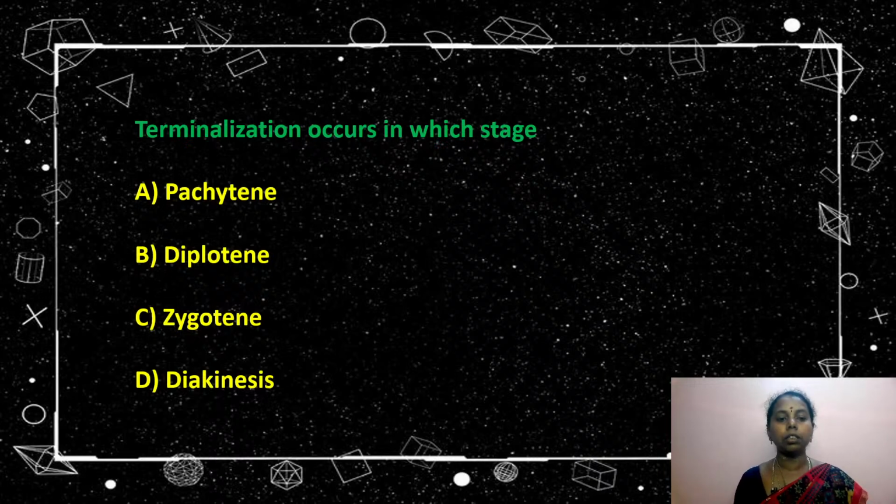Now, next question. Yes, Sivashi, Jeevan, Priya Madhavi, Vaishnavi, Tarunika, Lakshita, and Vivek. Yes, excellent answer by you all. You are all rocking. Terminalization occurs in which stage? It happens in prophase 1. So, at which stage of prophase 1 does terminalization happen?